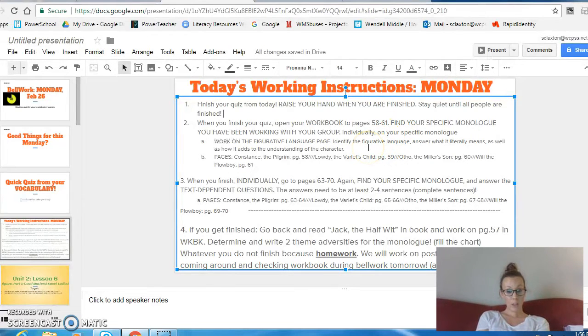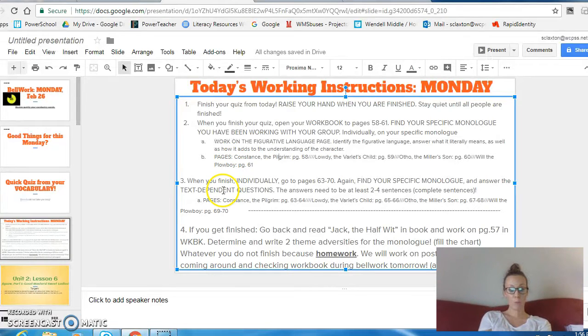You identify the figurative language, you answer what it literally means, as well as how it adds to the understanding of the character. Next, make sure that you know what page you're going to go to. I wrote on the screen that Constance the Pilgrim is page 58. Loudy the Varlet's Child is page 59. Otho the Miller's Son is page 60. And Will the Plowboy is page 61. Whichever one is yours, that's the one you do.